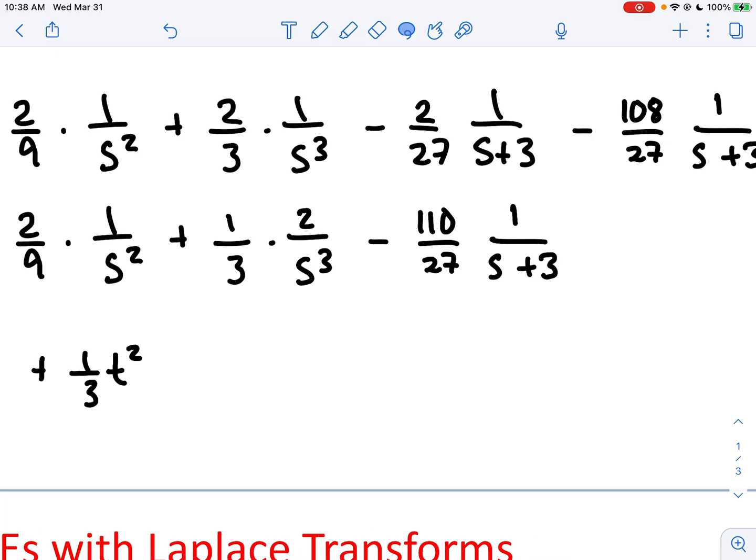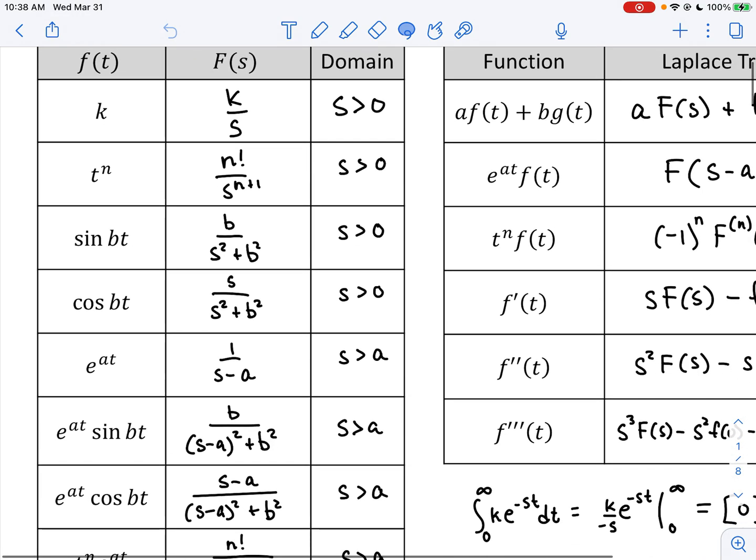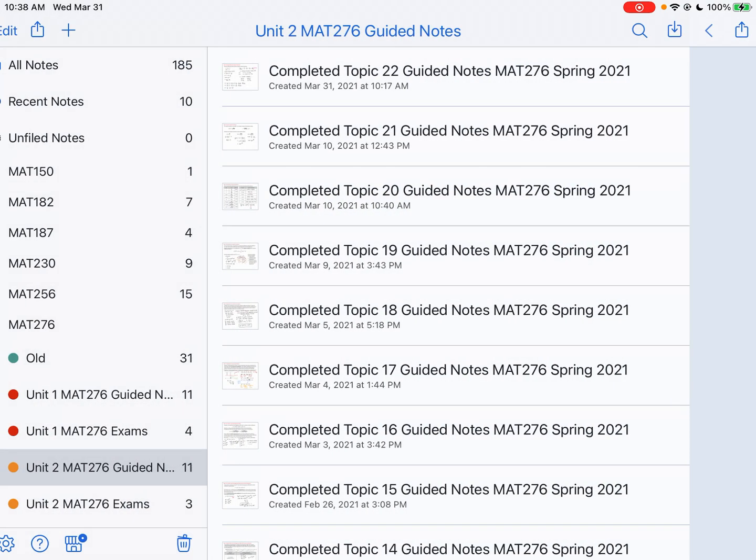And then finally we have our last term right here, a 1 over s plus 3, with a constant in front. Let's see what we can do with this 1 over s plus 3, looking back at our table. It looks like the entry to focus on is right here, 1 over s plus 3. So we just need a to be negative 3. So the inverse Laplace transform of 1 over s plus 3 will be e to the negative 3t.